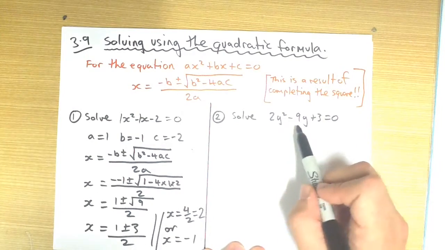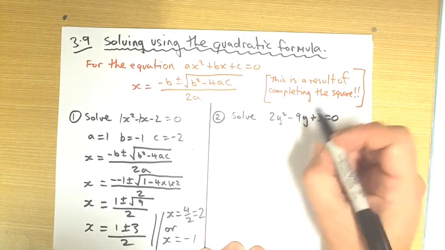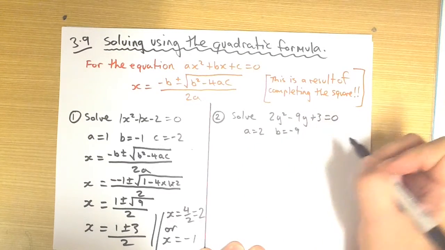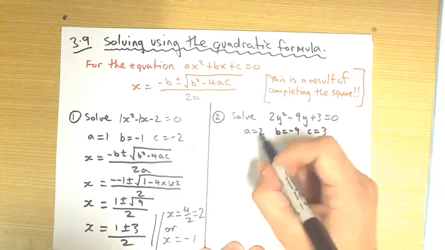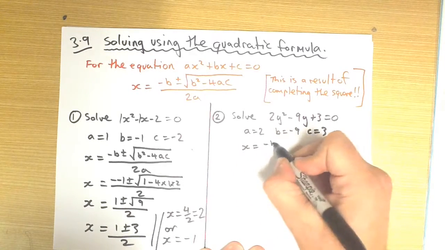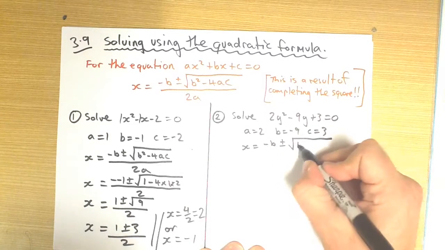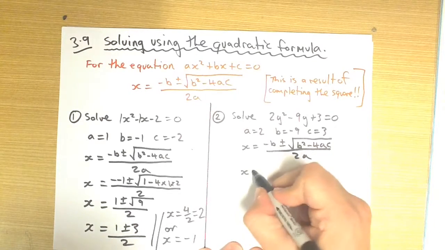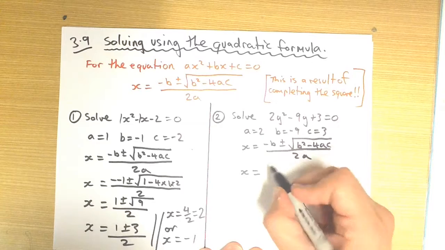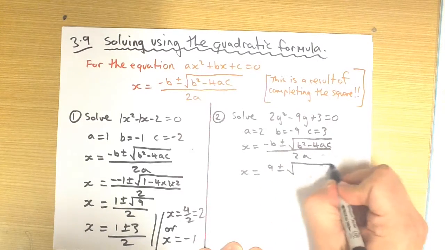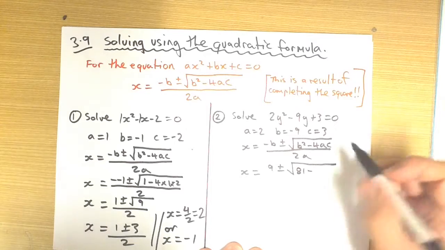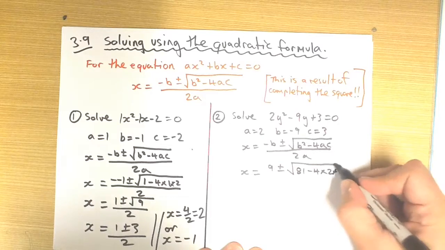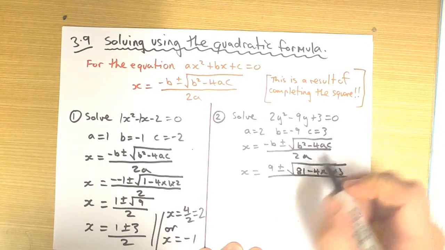Let's have a look at what we've got here. 2y squared minus 9y plus 3. Remember, just set it up. A equals 2, b equals minus 9, and c equals 3. Okay? State the formula. X equals negative b plus or minus square root b squared minus 4ac all over 2a. So x equals negative b. Again, negative 9 makes it 9 plus or minus b squared is 81 minus, now 4 times 2 times 3, all over 2a is 4.